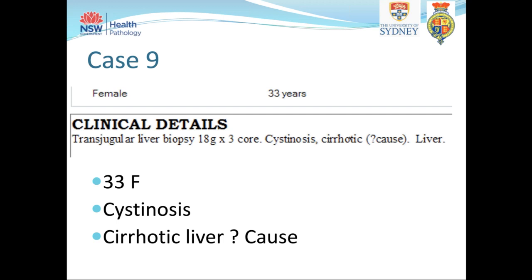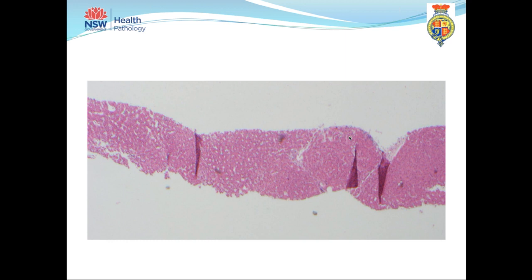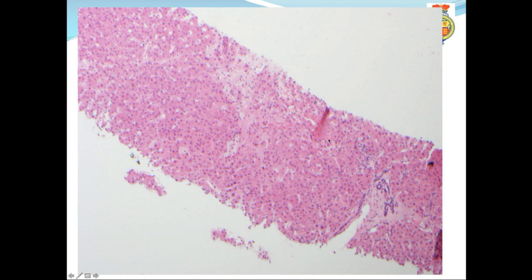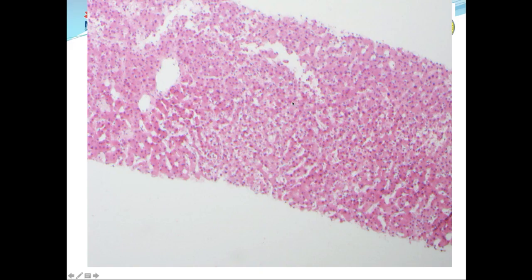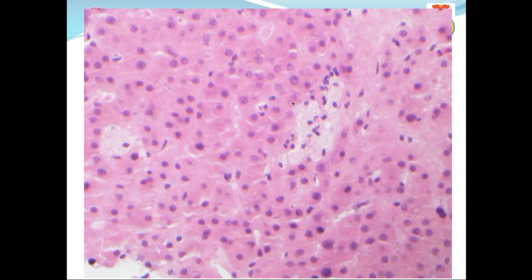And the case I want to present is of a 33-year-old woman where we were given the history of cystinosis and also of cirrhosis, query cause. So on low power, the liver clearly isn't cirrhotic, but I think you can appreciate this vague sense of nodularity in the liver, shown again here on the H and E. It's better seen on the reticulin with this compression of hepatocytes at the periphery of one of the nodules, and variation in hepatocyte size. And again, here you can see some hepatocyte atrophy and sinusoidal dilatation.